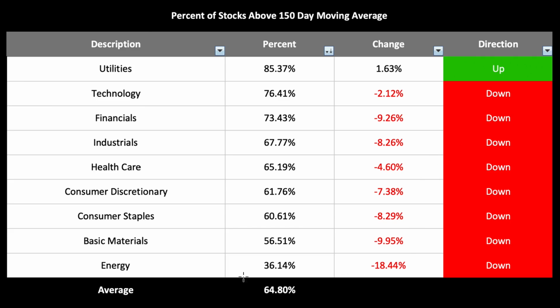actual data this week, you can see that this is ordered by percentage strength, so utilities now has 85% of its stocks above the 150-day moving average, whereas energy only has 36%. As you can see, it had an 18% fall this week versus most sectors except for technology and utilities had a very strong down week, which obviously wasn't played out in the index charts, but below the surface a lot of individual stocks made strong moves down back below the 150-day moving average.